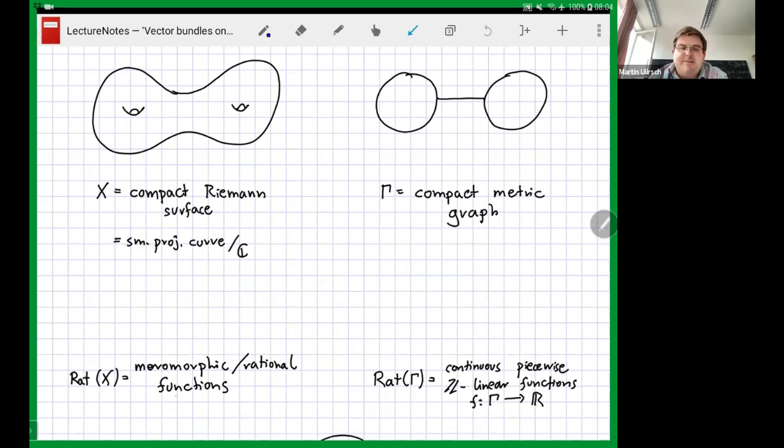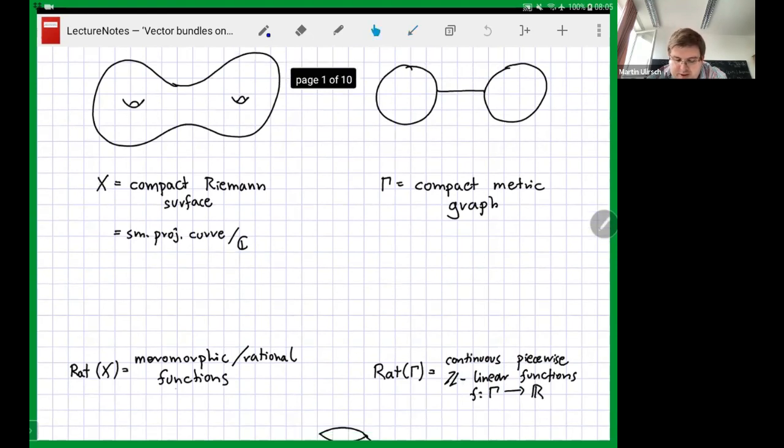And you want to have a similar type of function on a compact metric graph. And those, as it turns out, are exactly the continuous functions from the graph, thought of as a metric space, to the real numbers, such that whenever you restrict it to one of these edges, it is a piecewise linear function, sometimes also called piecewise affine. And the slopes that can show up are exactly integers in Z.